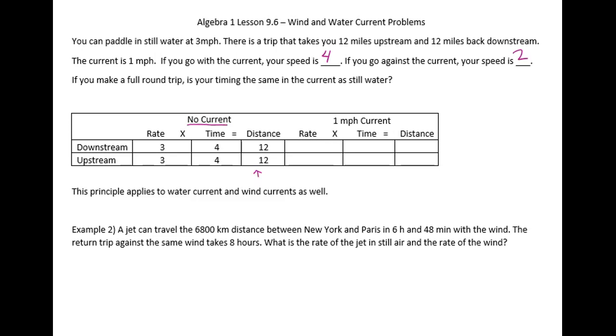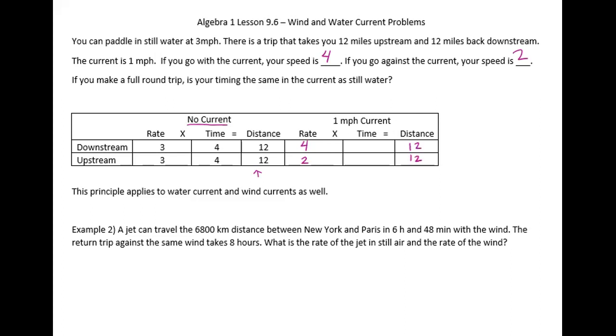What about if there was this 1 mile per hour current? So your rate downstream going with the current is going to be 4. And going against the current, your speed is going to be 2. So going upstream, your speed is going to be 2. The distance of the trip stays the same. Both times it is 12 miles.